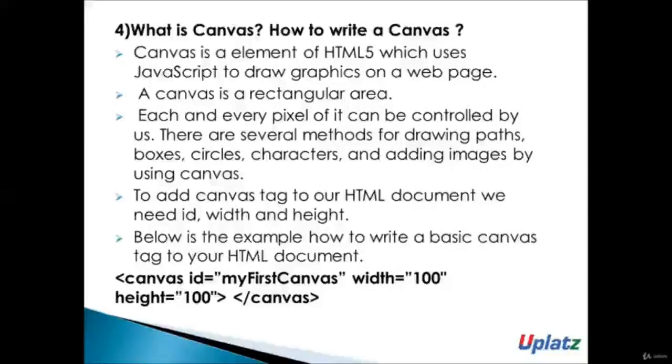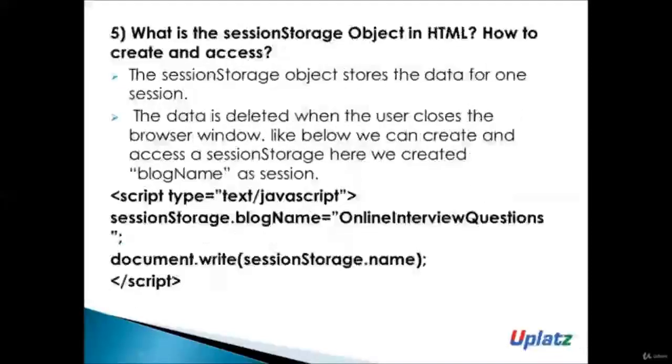In order to add a canvas tag to your HTML document, we need an ID, width and height. Below is an example of how to write a basic canvas tag in your HTML document. Canvas id is myFirstCanvas, width is 100, height is 100, and then I'm just closing it. This is how you need to define canvas when you get this question.